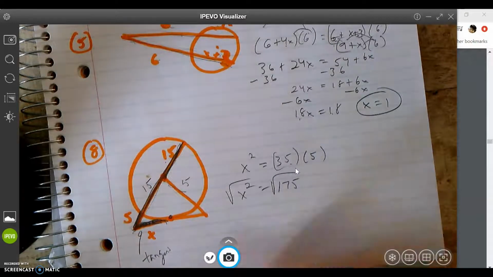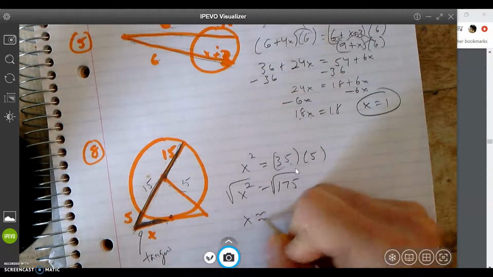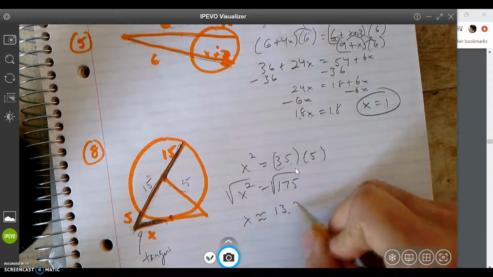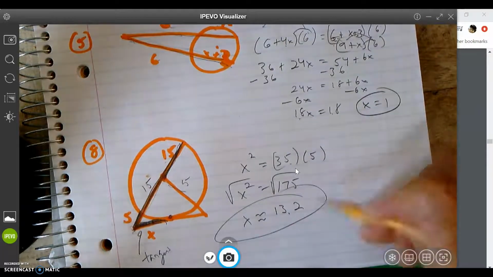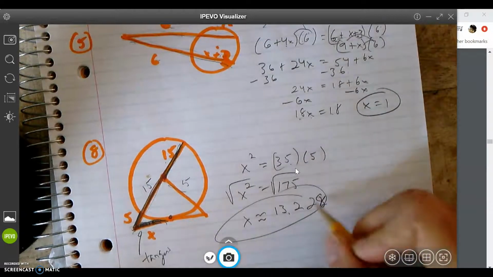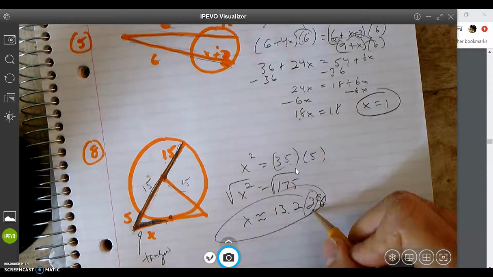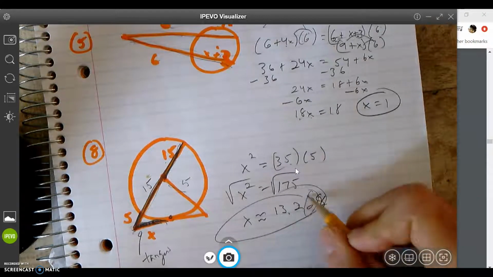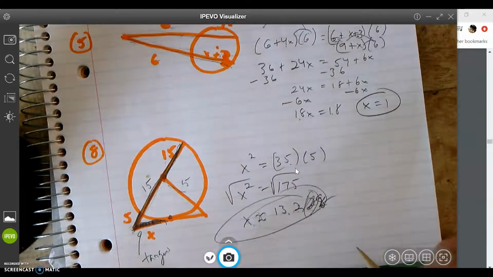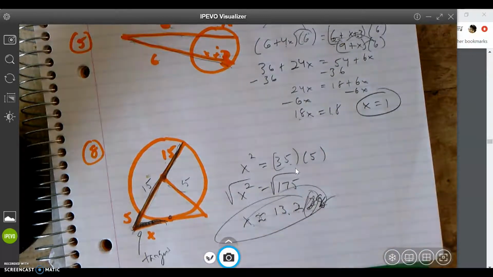Yeah, square root. So I'm going to square root 175. And I got x is approximately 13.2. Got it. So I'm rounding to the nearest tenth. It says 13.228, and since that 2 is not greater than 4, I'm just going to leave it like that. Approximately, because it's not exact, because I'm estimating, 13.2. Cool.